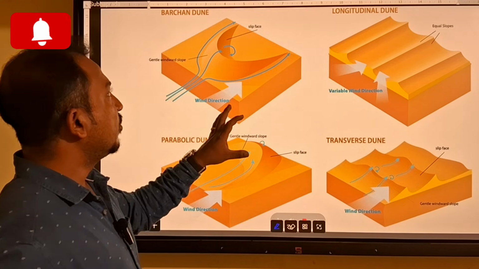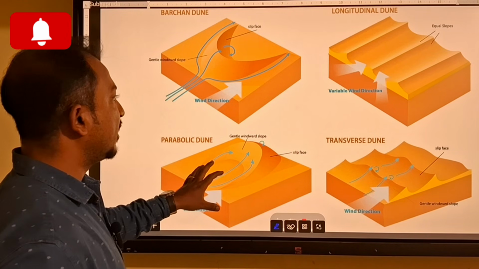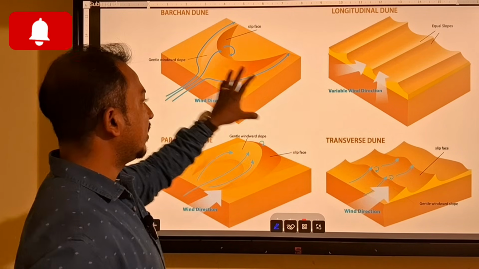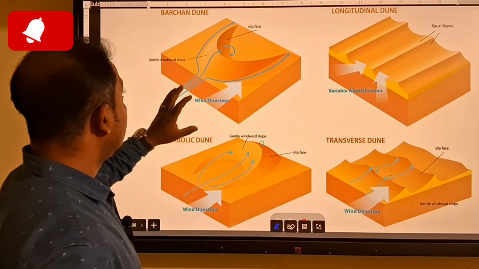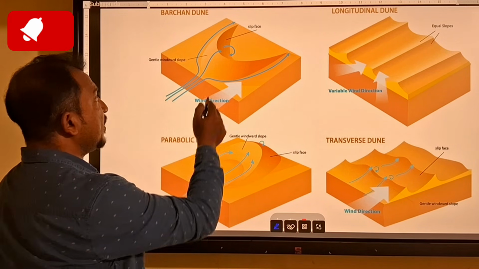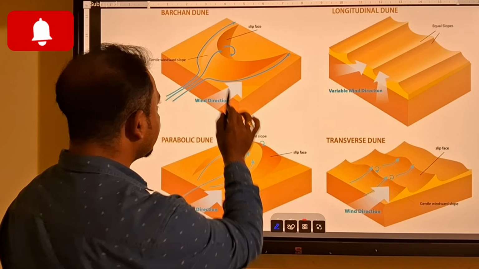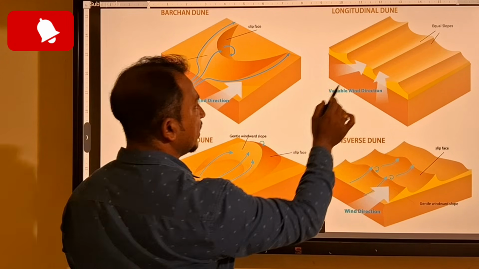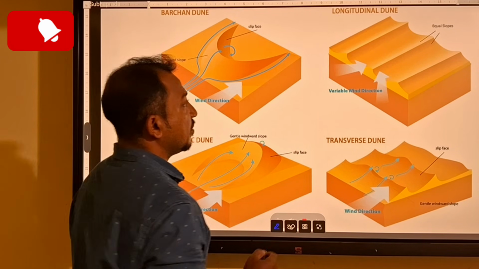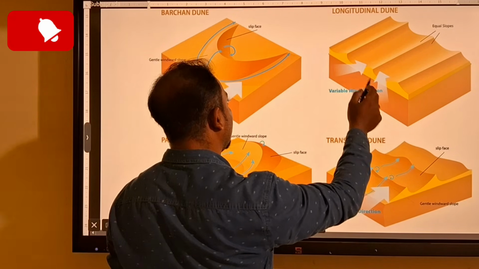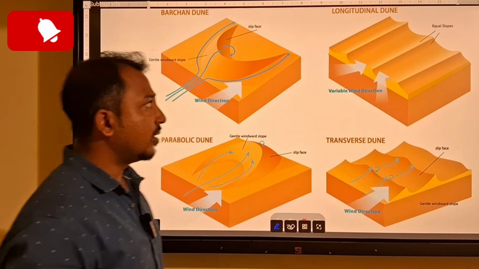So these are the four major types of dune: Barchan dune, parabolic dune, transverse, and longitudinal. Between these four types, the wind direction is perpendicular to the dune in case of Barchan, parabolic, and transverse, which are crescent shaped. Then your longitudinal dune is a bidirectional dune produced by bidirectional wind flow, which has equal slope on both sides.